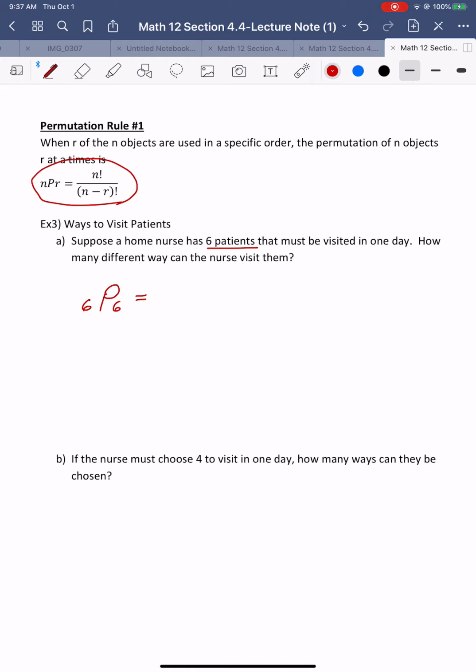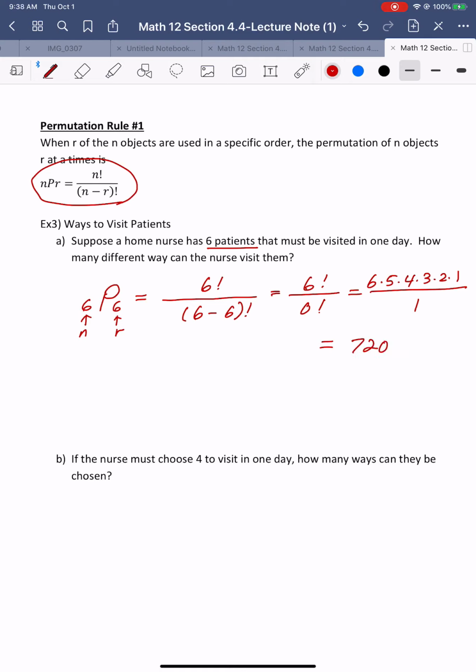Which I showed you already, right? Or you can use the computation here: n factorial over n minus r factorial, where this is n and this is r. So you get 6 factorial over 6 minus 6 factorial, which is 6 factorial over 0 factorial. 6 factorial means 6 times 5 times 4 times 3 times 2 times 1, over 0 factorial, which is 1. When you multiply it, you get the answer 720. So 720 ways.